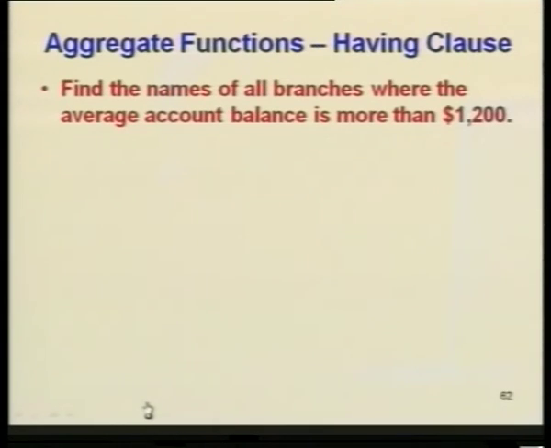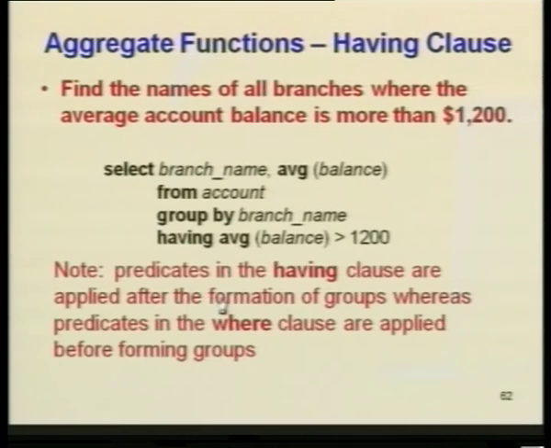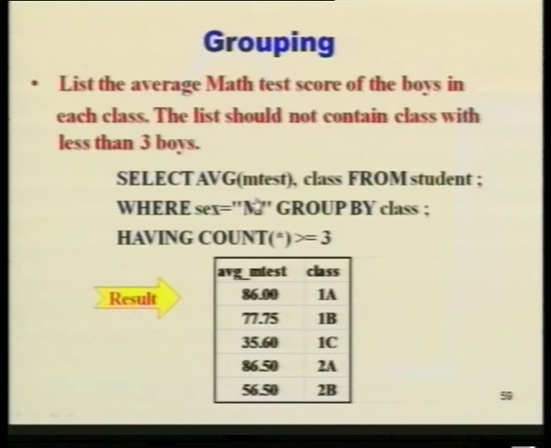Find the names of all branches where the average account balance is more than a given value. This is the use of the having average, which we have already seen before. Predicates in the having clause are applied after the formation of the groups, whereas predicates in the where clause are applied before forming the groups. So, in this example, this is applied before forming the group, while this is applied after forming the group. Okay. So, this is the having balance.